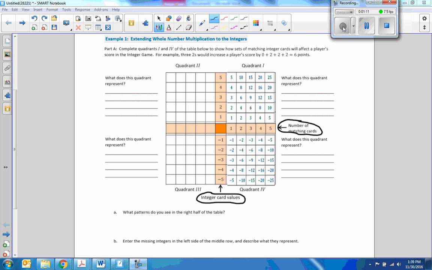Okay, so here's quadrant 1 and quadrant 4 completed, and part A says, what patterns do you see in the right half of the table? So if you look, this is 1, and if I go down here, it's negative 1, 2, negative 2, 3, negative 3, 25, way down here, negative 25. So they are additive inverses, that's one way I could describe that. Or their absolute values are equal.